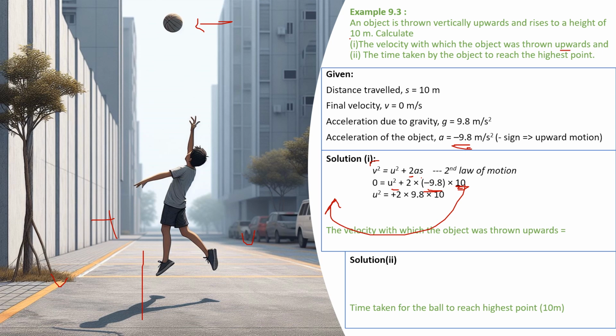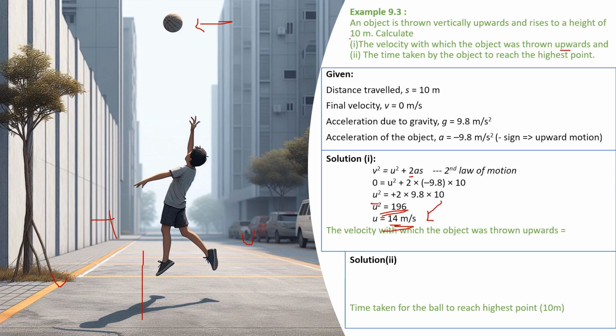So u square is equal to 2 into 9.8 into 10. You know the mathematics, right? 9.8 into 2 is 19.6, and 19.6 into 10 is 196. So u square is equal to 196. What is u then? The square root of it, which is 14. You know how to take the square root, right? 14 into 14 is 196.